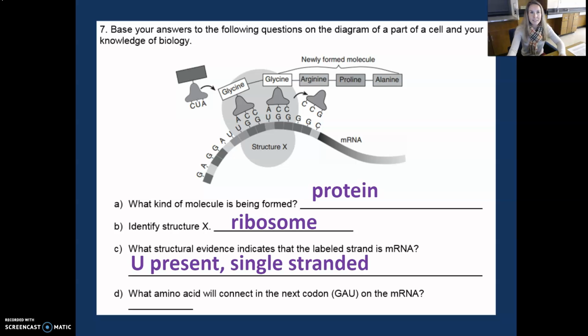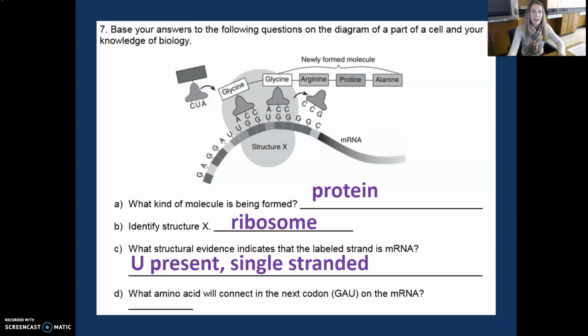Remember, uracil is present. DNA does not have uracil. It has thymine. So let's go over those bases in the pairing rules. So for DNA, adenine pairs with thymine. Guanine pairs with cytosine, and vice versa. So it can go backwards as well. So cytosine can pair with guanine, and thymine can pair with adenine.